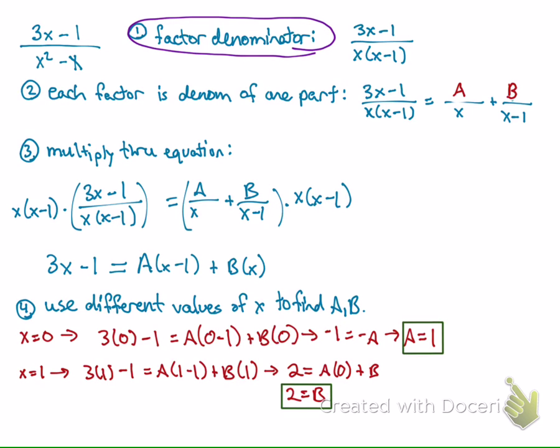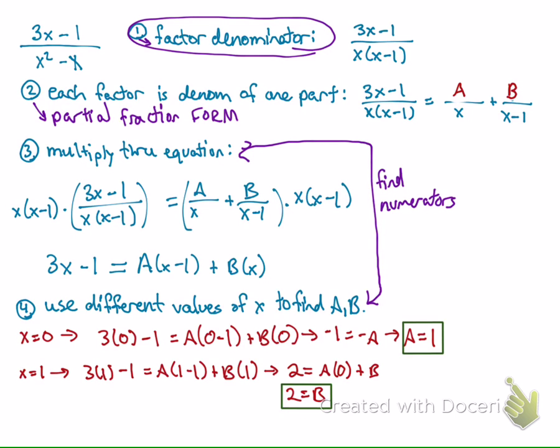Okay, so I can break this down into the overarching theme. You factor the denominator, and use the knowledge of those factors to find the partial fraction form. Here each of those factors of the denominator was the denominator of one part of this partial fraction form. And then multiplying through and substituting values of x is just finding those numerators. So we factor, we find the form, which includes the denominators, and then we find the numerators that go with those denominators. And that's how we break up a complicated rational function into a sum of simpler ones.